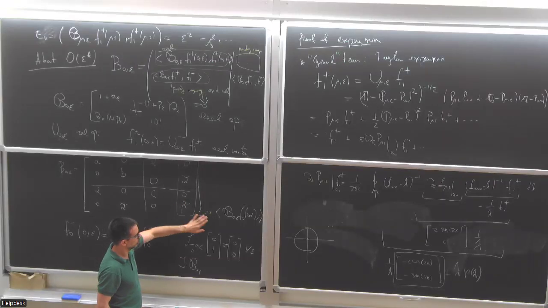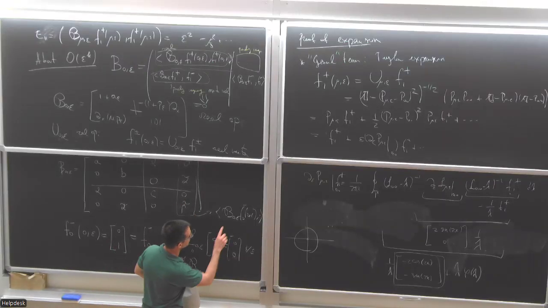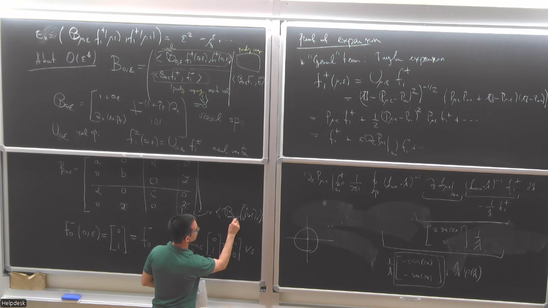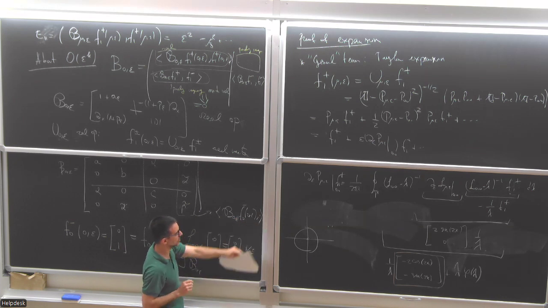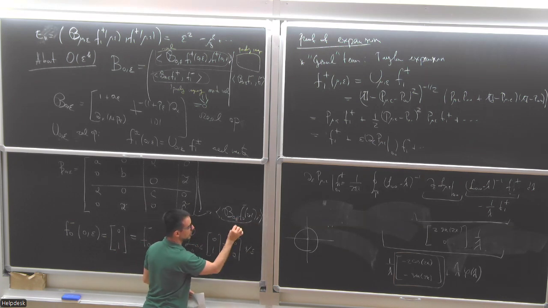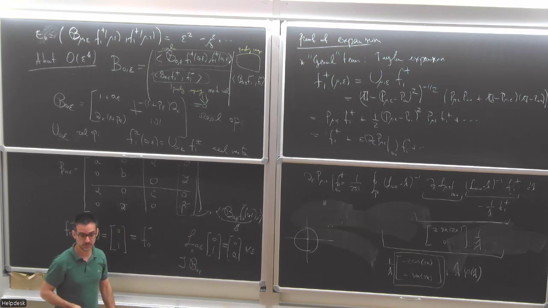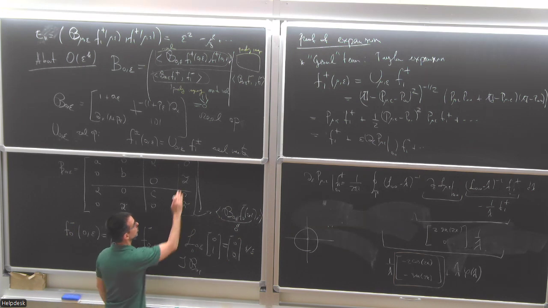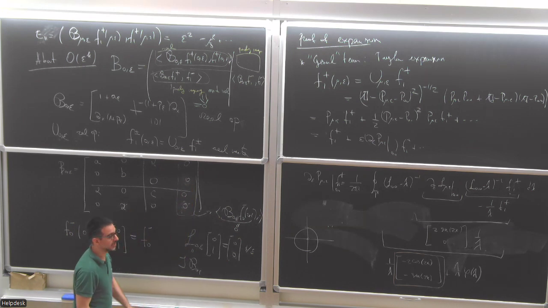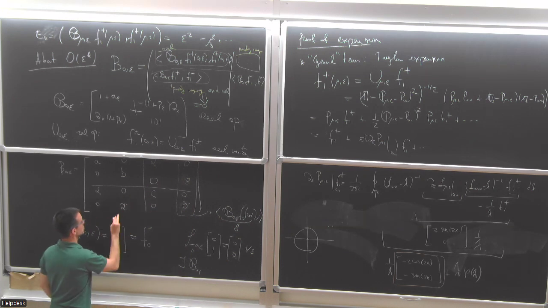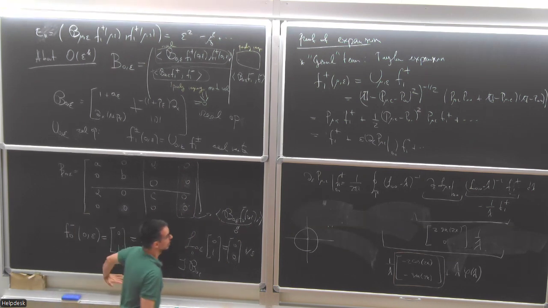Okay, and what is this column? So this column is given by B0 epsilon applied to F0 minus 0 epsilon, scalar product with something, but this is already 0 for any epsilon. So this means that this is 0. But remember that this matrix is just the transpose of this one by the structure, and so this is 0. And so you have already this. Okay.